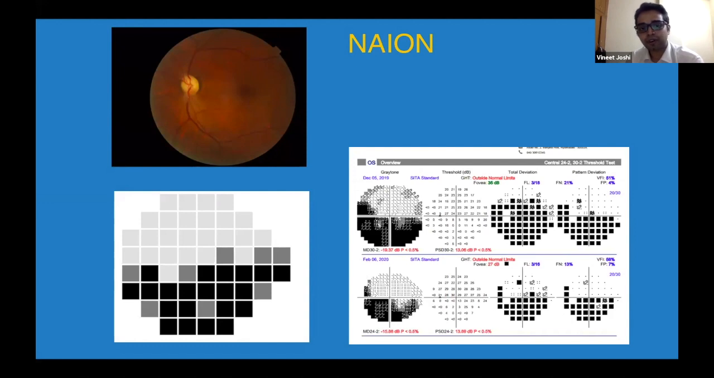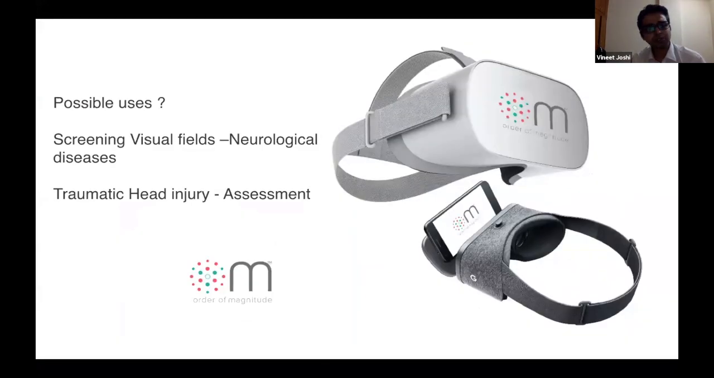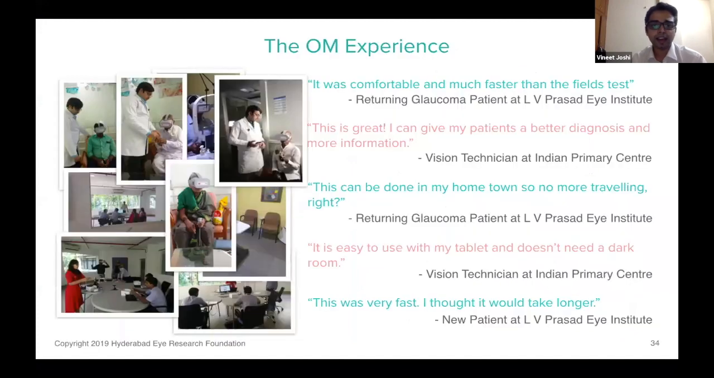Interestingly, we have also found that since it is a basic visual field diagnostic test, it also showed results in neurological disorders, especially in NAION. And we expect that these results will be seen in further neurological diseases. Another study is on the way to test the same. So the possible uses could be in traumatic head injury or screening visual fields. And the overall experience has been great.